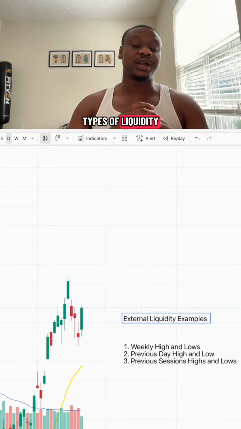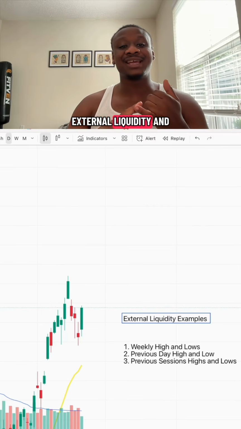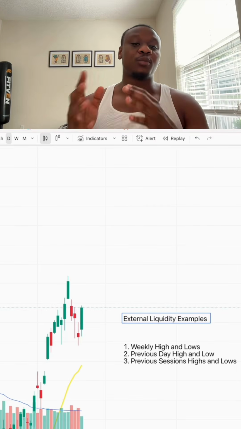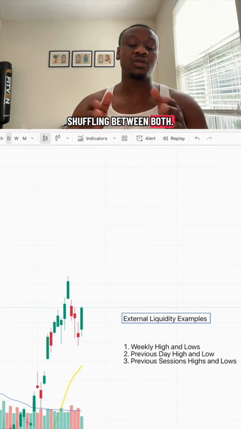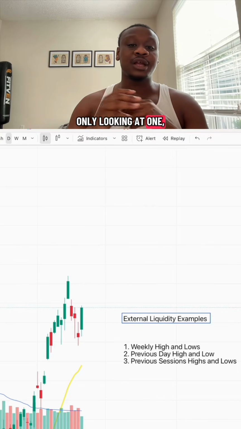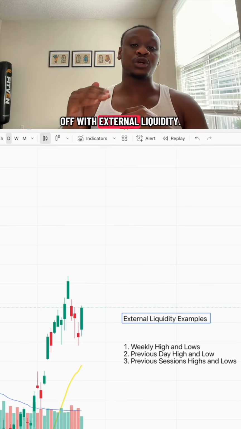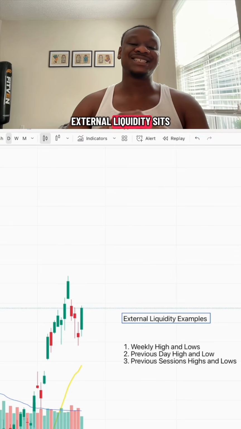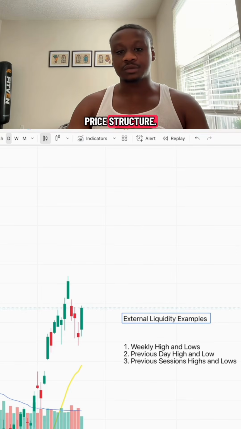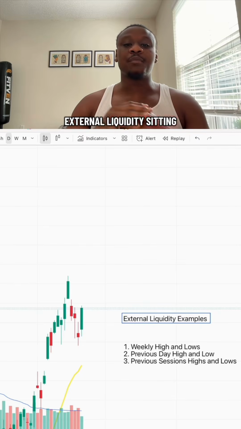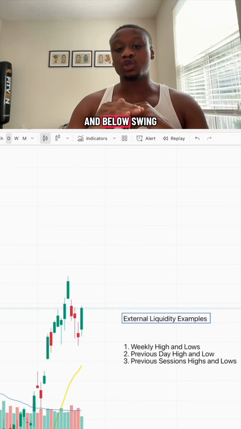There are two types of liquidity on your chart: external liquidity and internal liquidity. Price is always shuffling between both, and if you're only looking at one, you're only understanding half of the market. So let's start off with external liquidity. External liquidity sits just outside of price structure. Just think about external liquidity sitting above swing highs and below swing lows.